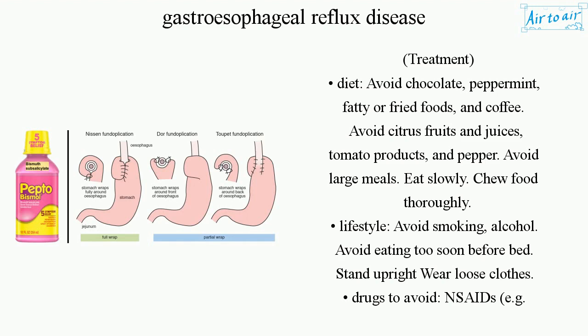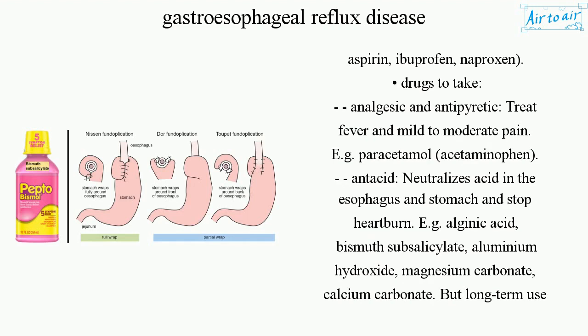Drugs to avoid: NSAIDs, e.g. aspirin, ibuprofen, naproxen. Drugs to take: analgesic and antipyretic. Treat fever and mild to moderate pain, e.g. paracetamol, acetaminophen.